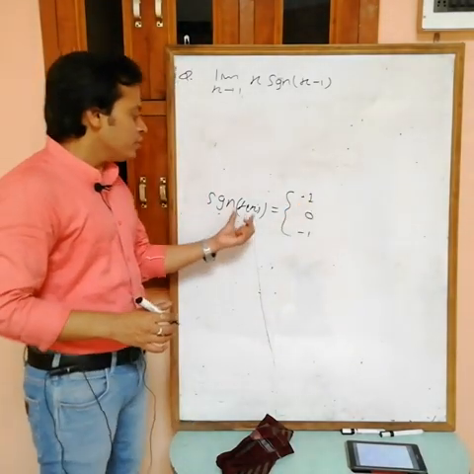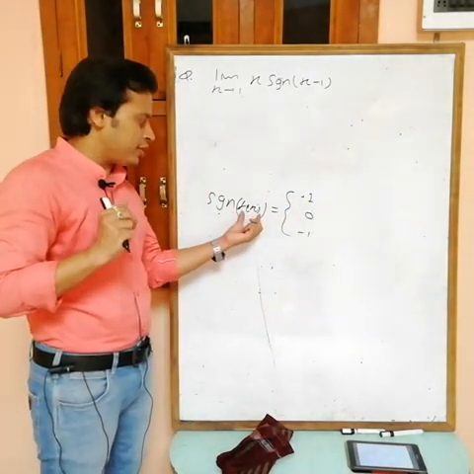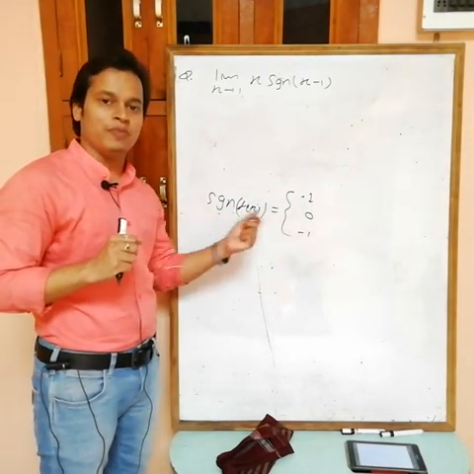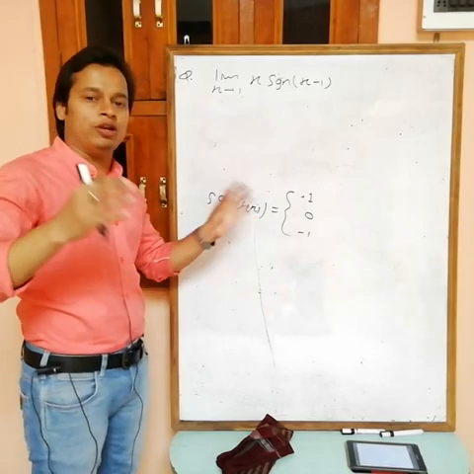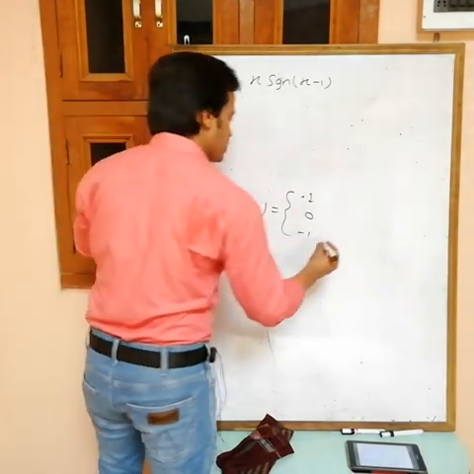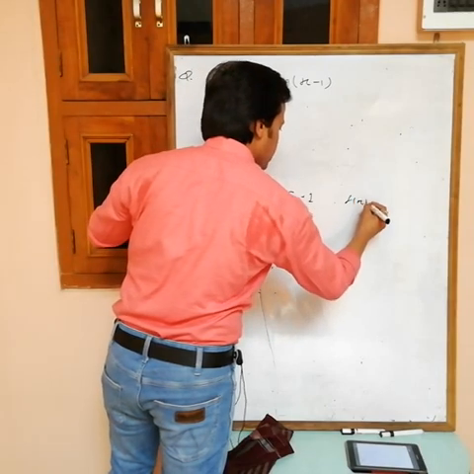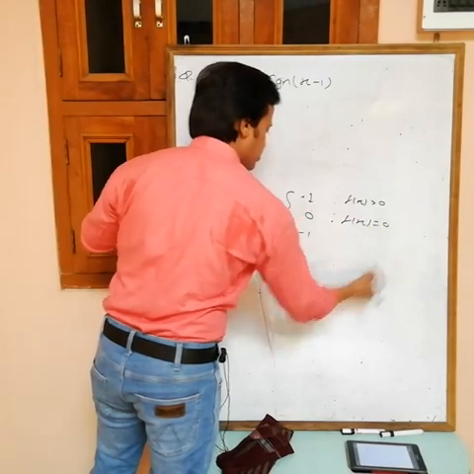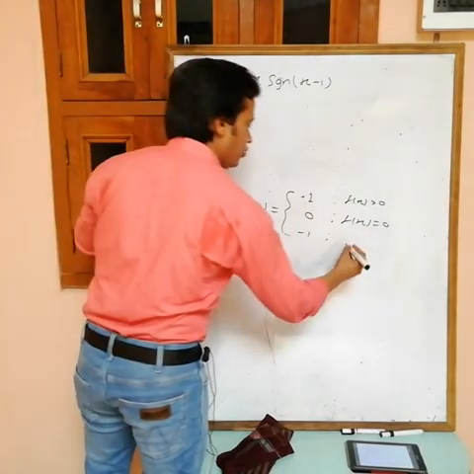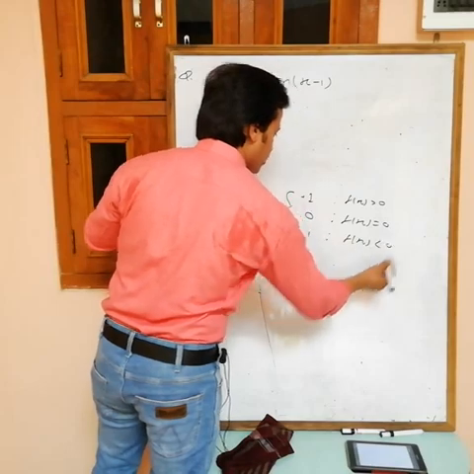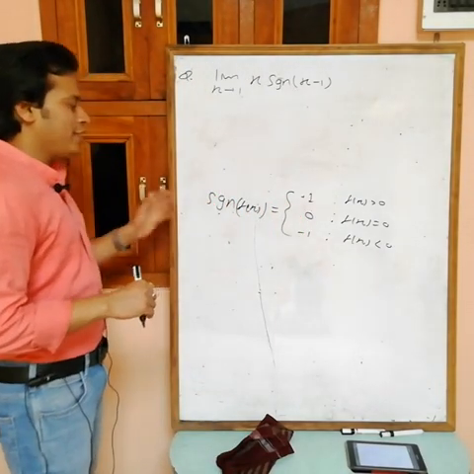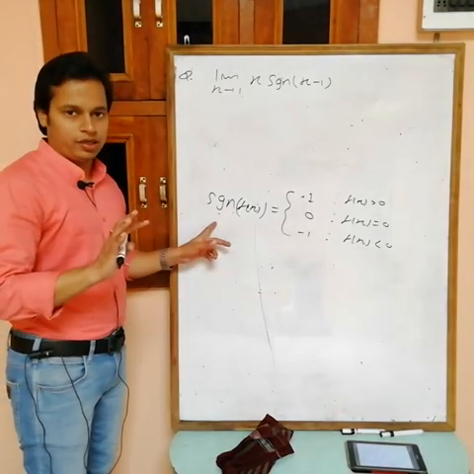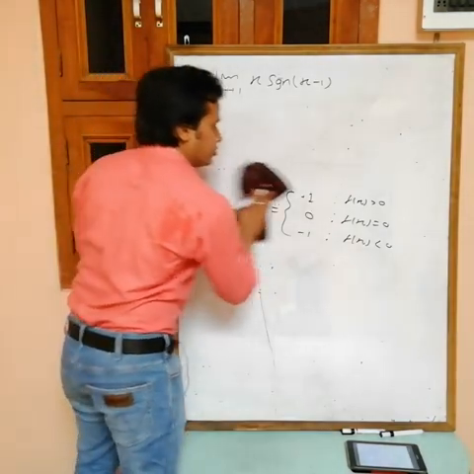It will be plus 1 if f(x) is positive. If this quantity is positive, then the value of the function is plus 1. If this one is negative, then the value is minus 1. And if this one is equal to 0, then the value is also 0. So signum f(x) equals plus 1 if f(x) is greater than 0, equals 0 if f(x) equals 0, and equals minus 1 if f(x) is less than 0. You can write this as a note anywhere. So it is clear about the signum function now. Now solve the question.